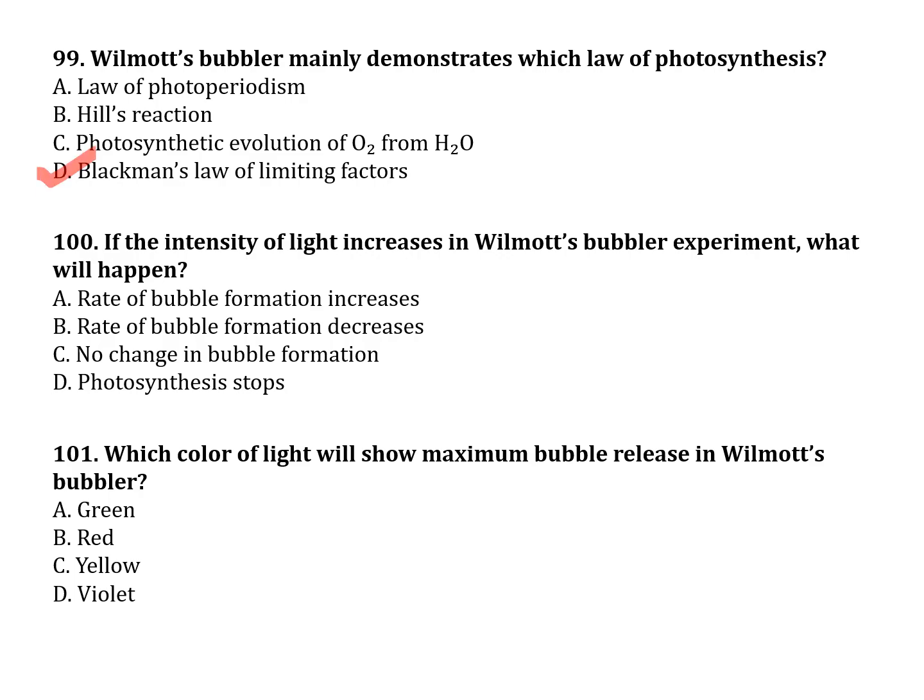The next question, number 100. If the intensity of light increases in Wilmot's bubbler experiment, what will happen? Option A, rate of bubble formation increases. Option B, rate of bubble formation decreases. Option C, no change in bubble formation. Option D, photosynthesis stops. Correct answer is option A, rate of bubble formation increases.